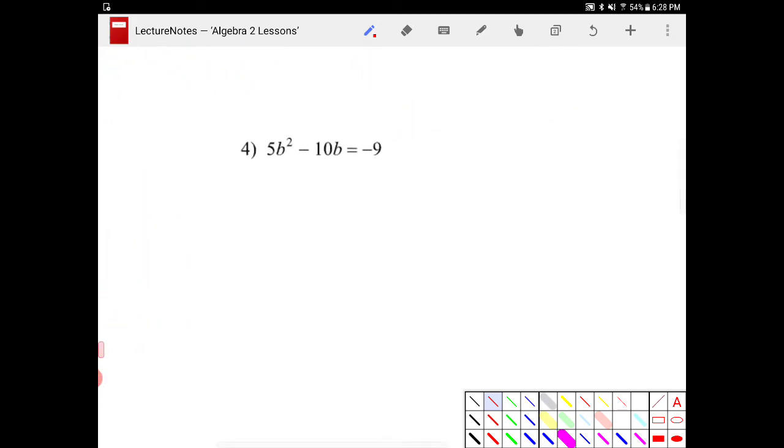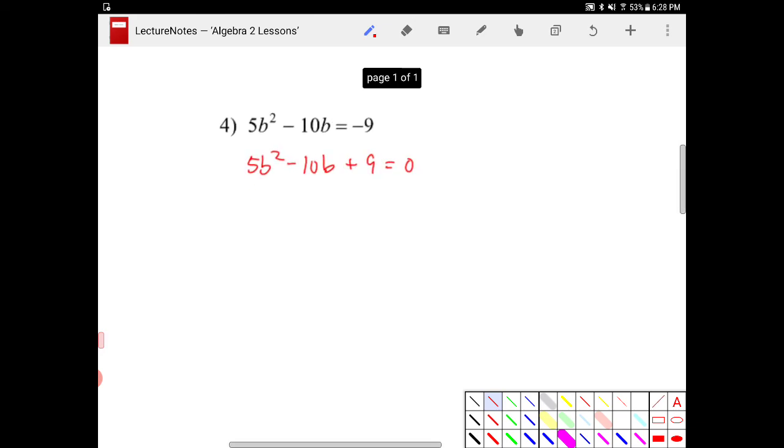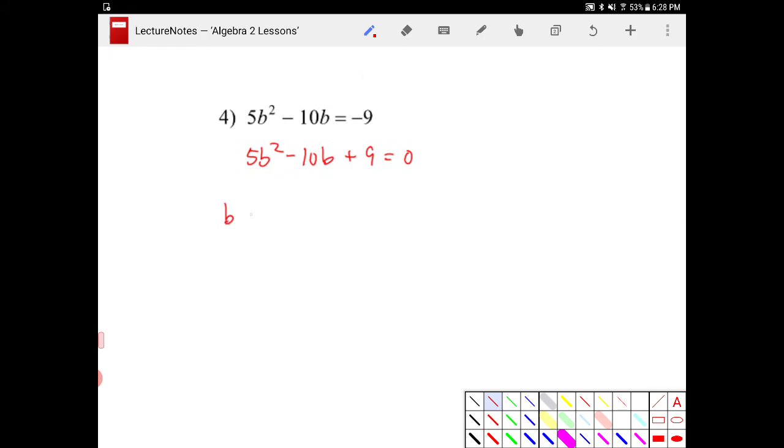So I have this: 5b squared minus 10b is equal to negative 9. So again, 5b squared minus 10b plus 9 is equal to 0. And so what will b equal? b is equal to positive 10 plus or minus the square root of 10 squared minus 4 times 5 times 9, all over 2 times 5.